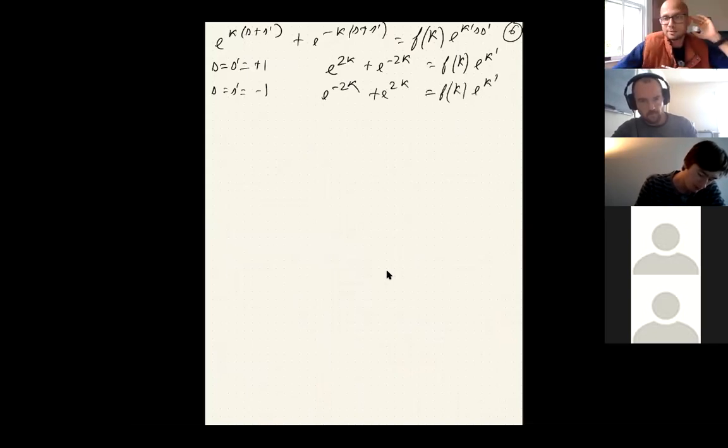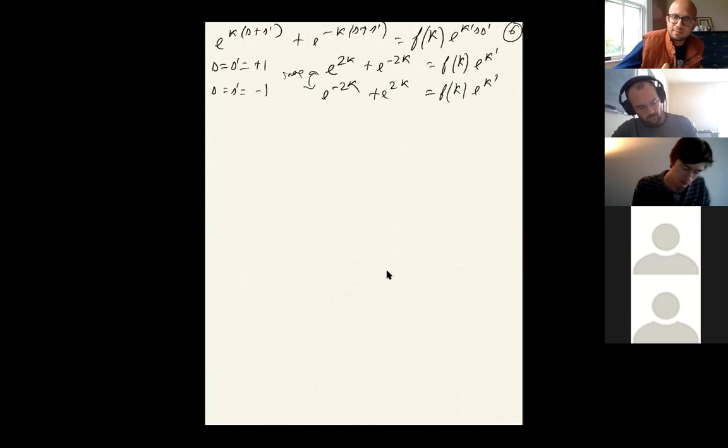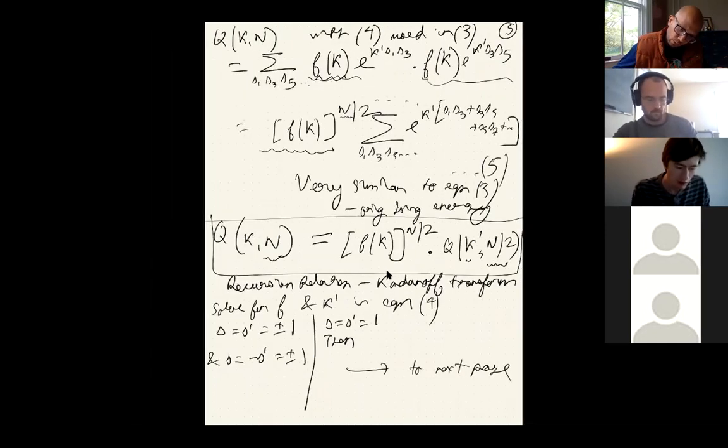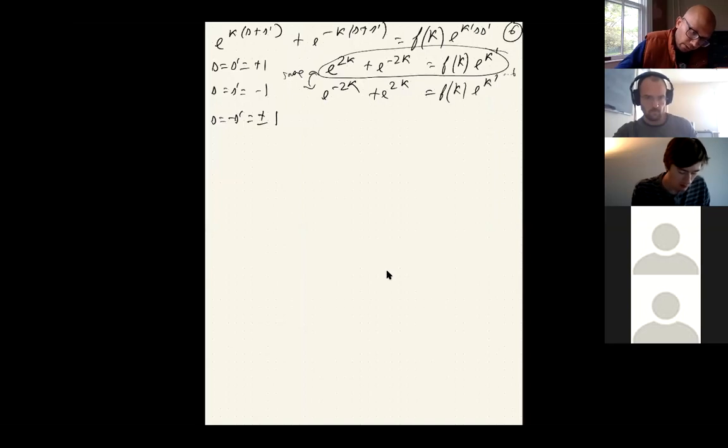We got the same equation. I just switched the order of adding. Addition is commutative, so we didn't do anything funky. Same thing happens with s equal to minus s prime equal to plus minus 1. You get the same equation. So the first equation we have is this one, so this is equation number 6.